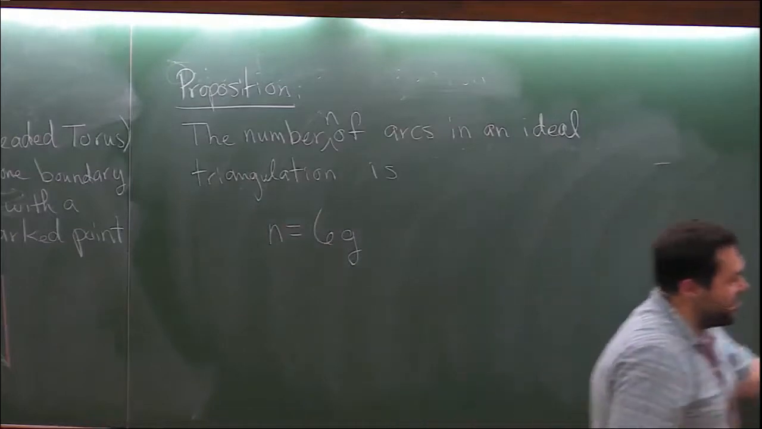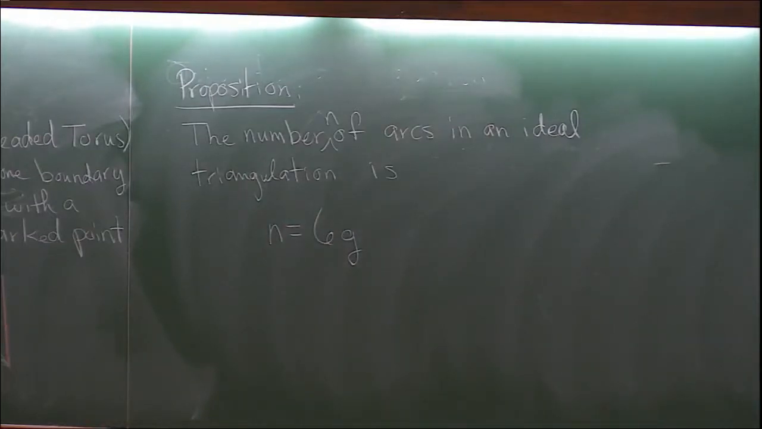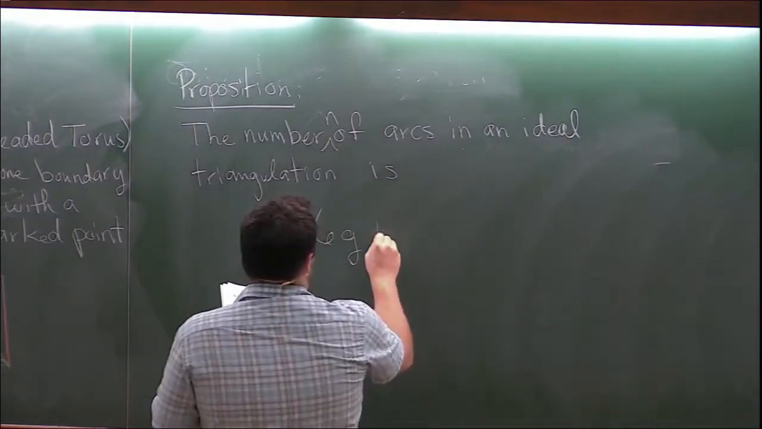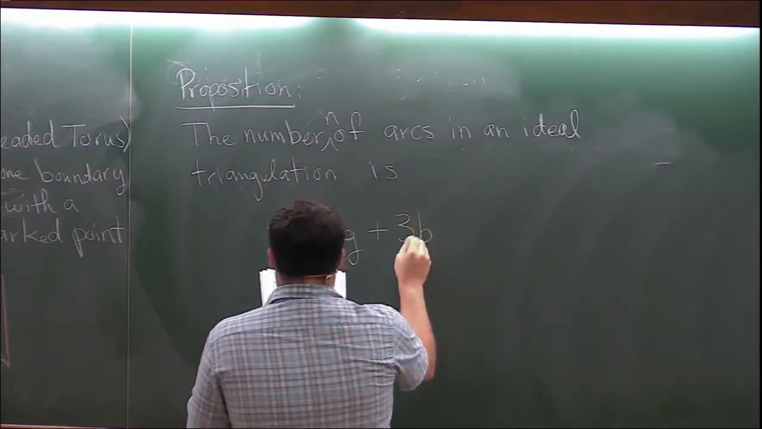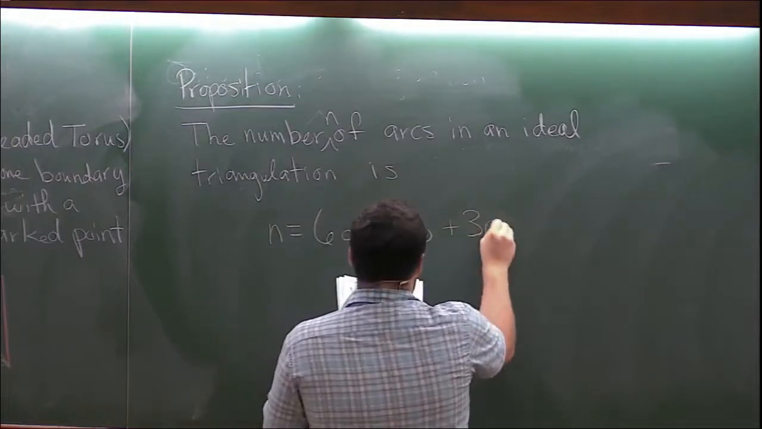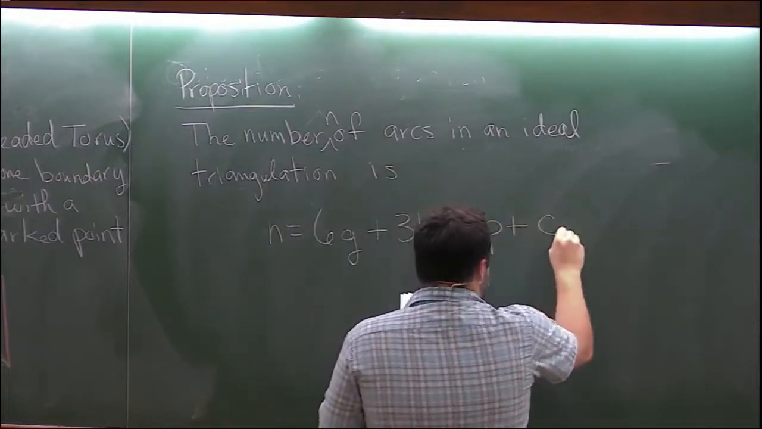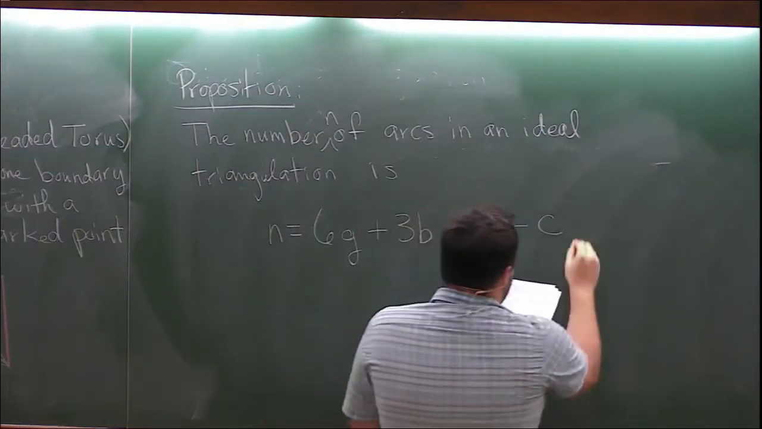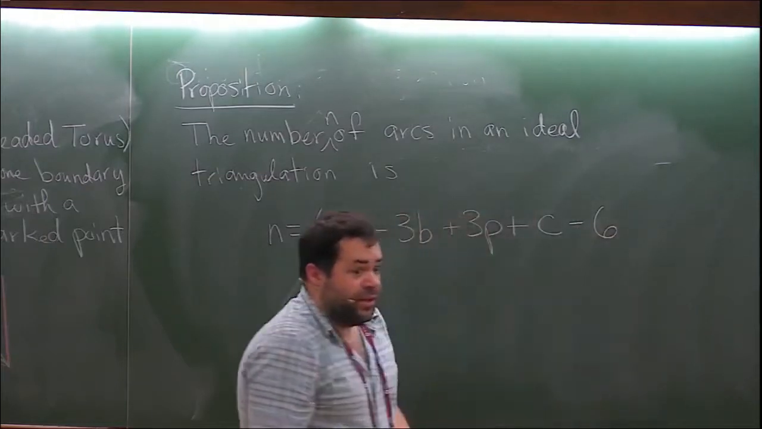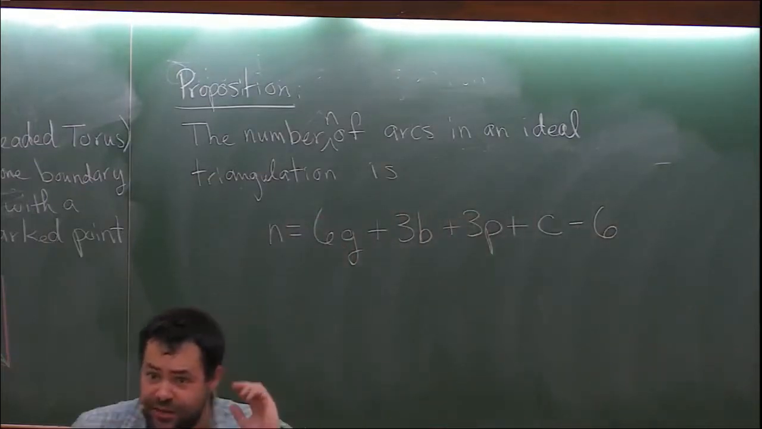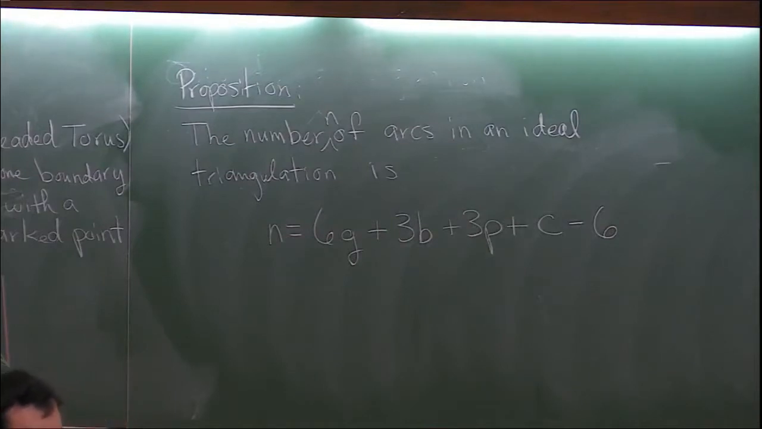These letters are the same as I used here: genus, number of boundary components, number of punctures, number of mark points on boundary components. So it's 6 times the genus, plus 3 times the number of boundary components, plus 3 times the number of punctures, plus the number of mark points on boundary components, minus 6. Okay? If you try to prove this, this comes from looking at the Euler characteristic.